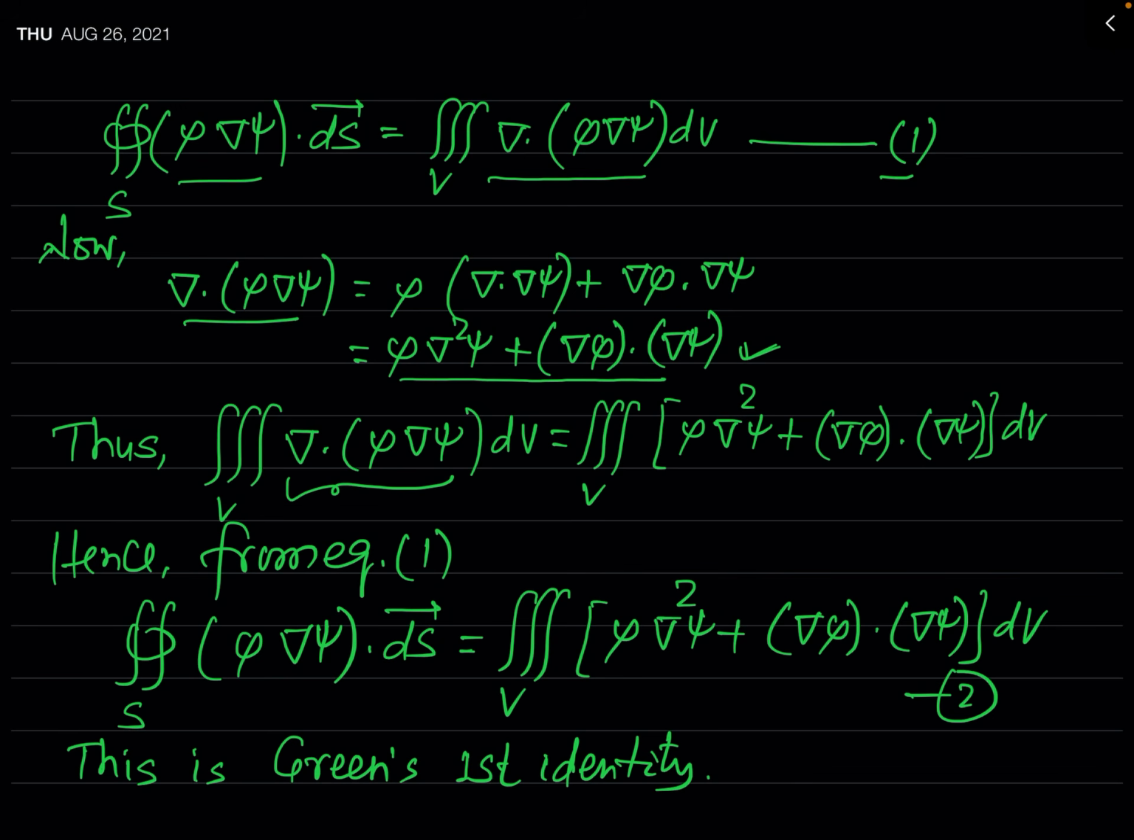Since phi and psi are scalar functions, both are differentiable, and the gradients of both, that is del phi and del psi, are also differentiable, so we can do it. So let us interchange phi and psi in equation 2.